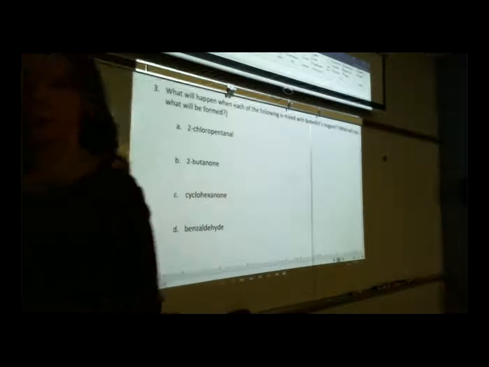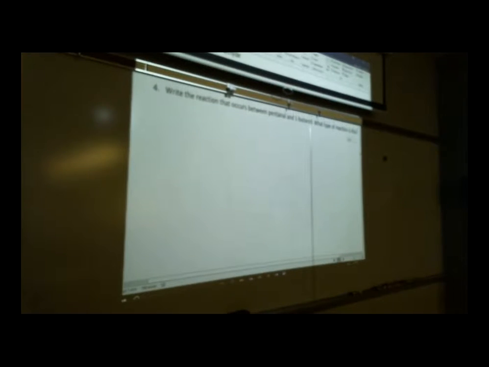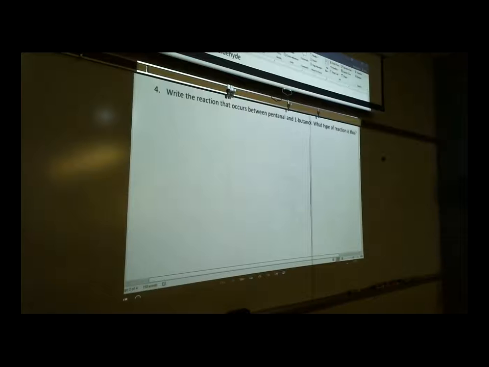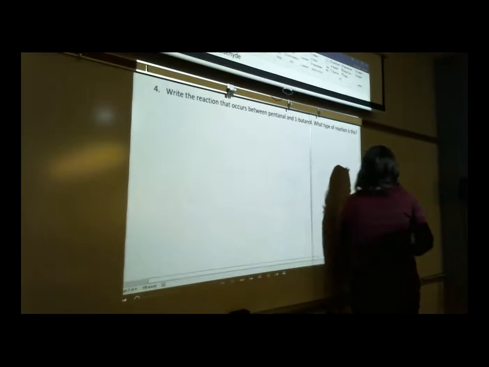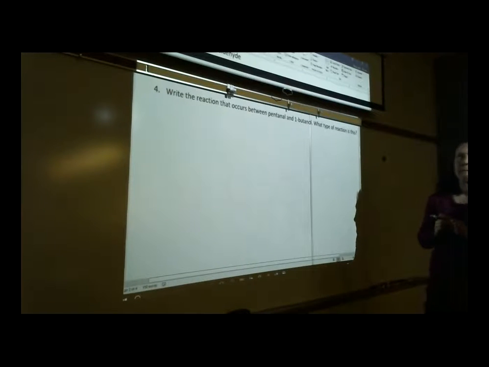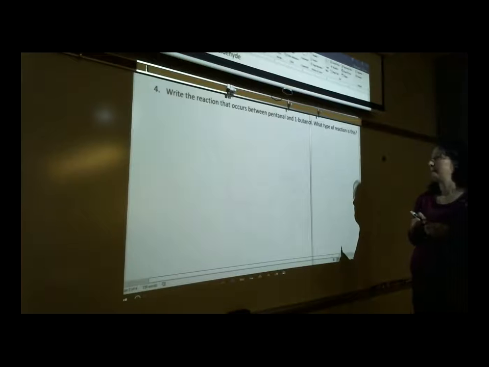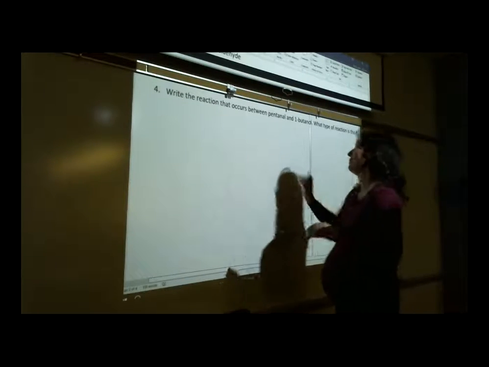All right, let's go look at number 4. The reaction that occurs between pentanal and 1-butanol. What type of reaction is this? Let's do the reaction first.